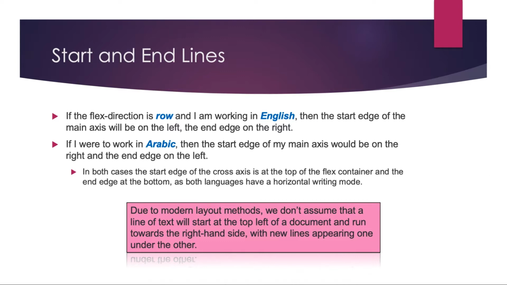If I were working in a language like Arabic, then the start edge of my main axis would be on the right and the end would be on the left. In both cases, the start edge of the cross axis is at the top of the flex container and the end edge is at the bottom, as both languages have a horizontal writing mode.